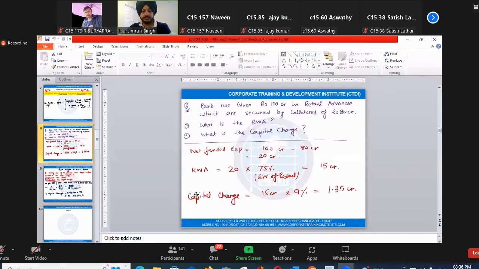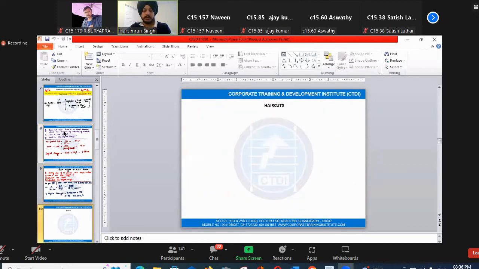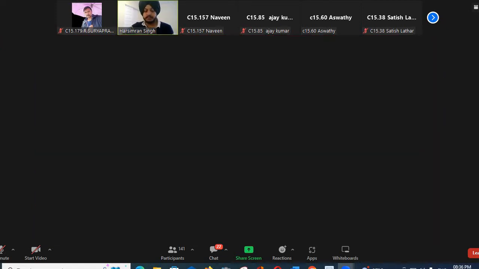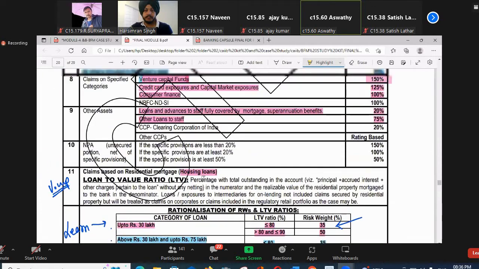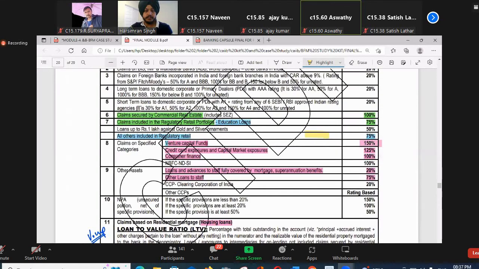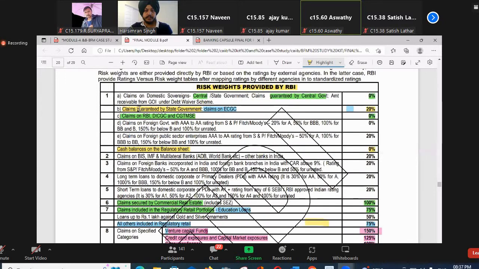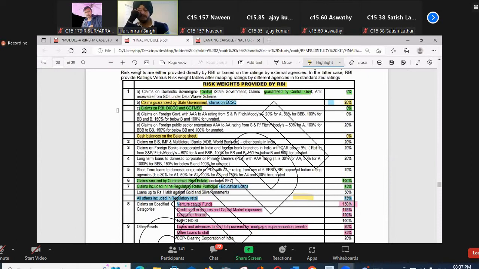Then, so have you understood this example? Sure. Now coming to haircuts. So once more, can you show the highlighted portion? You know, first do this quickly. Do it fast. Then the second chart of LTV to risk weights. Just take a screenshot, ma'am.